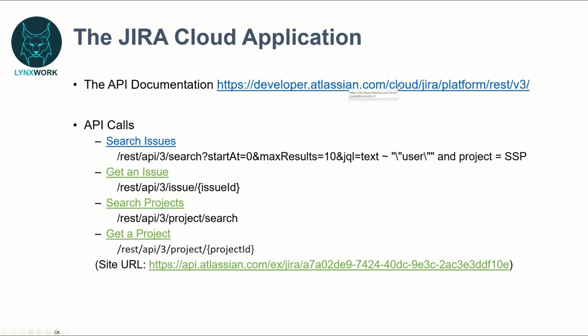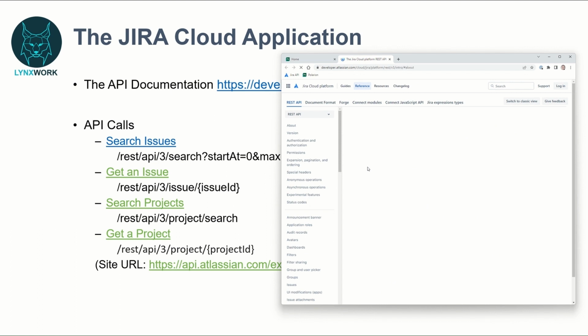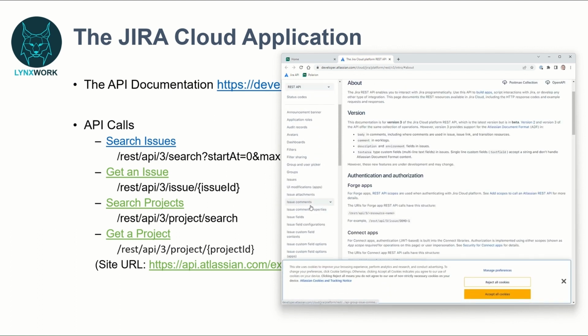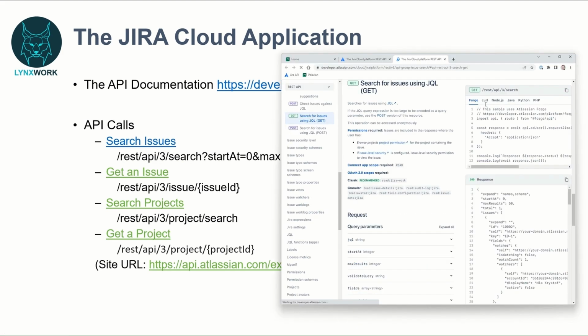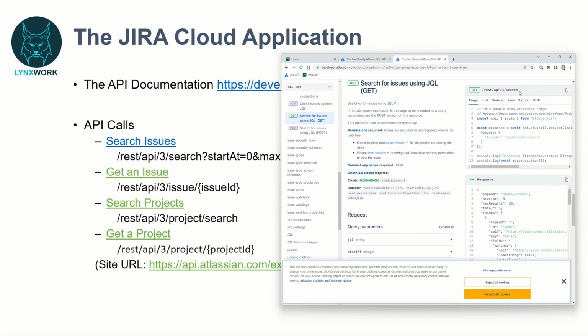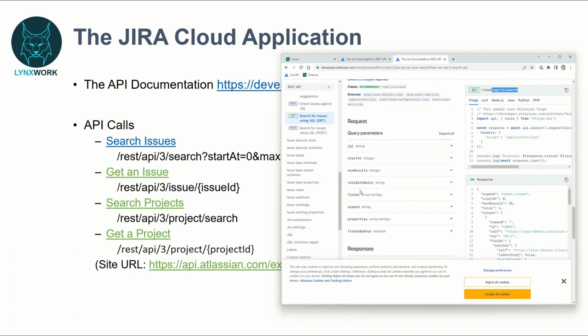On this link, you can find the JIRA API documentation. Here you can find information about all the REST calls you can make. We are interested in making calls to search for issues, get a single issue, search projects, get a project. Let's just take search issues as an example. To search for issues, you can call this relative URL. And these are the different queries you can send to configure your search.